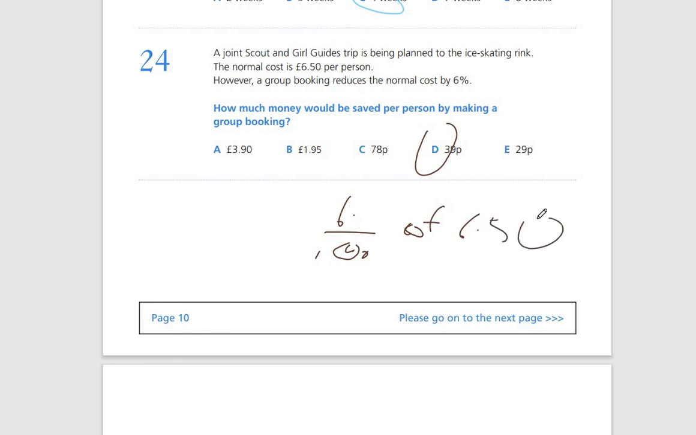So there's another way, but this is my way. We do £6.50 divided by 100 times 6, or £6.50 times 6 divided by 100. And then you will get 0.390, which is 0.39, which is 39p. Anyway.